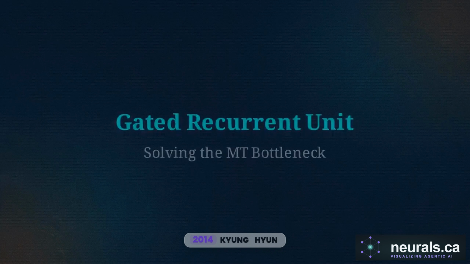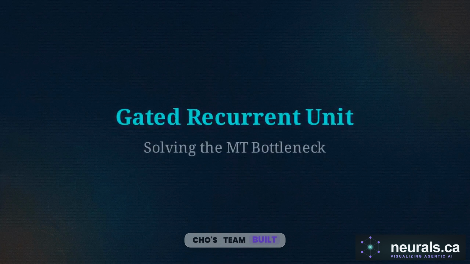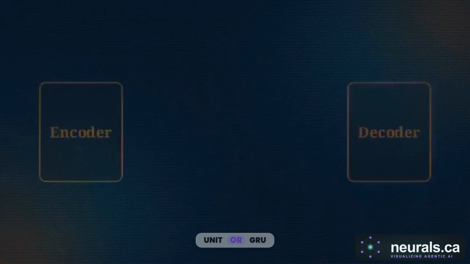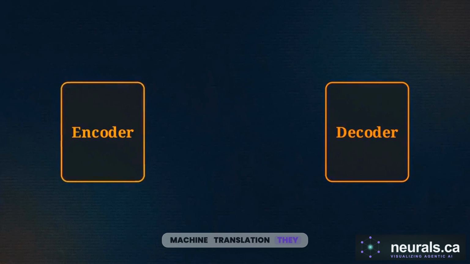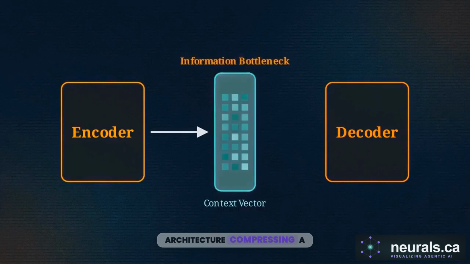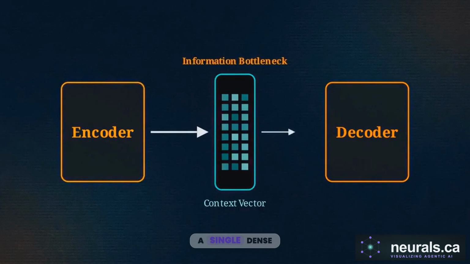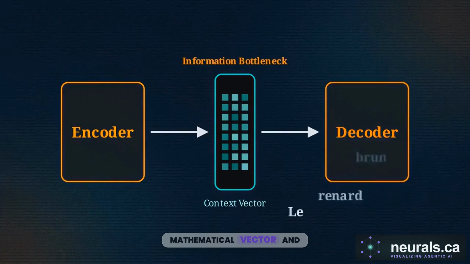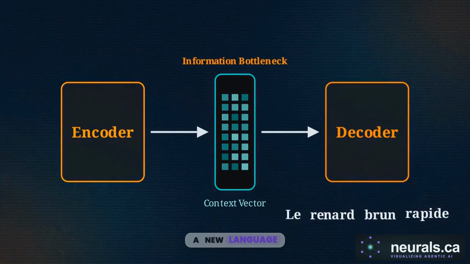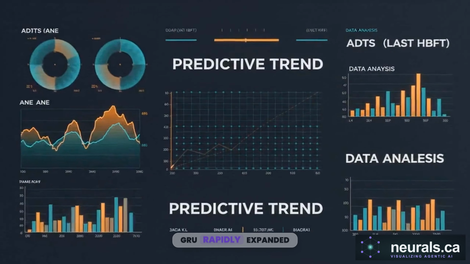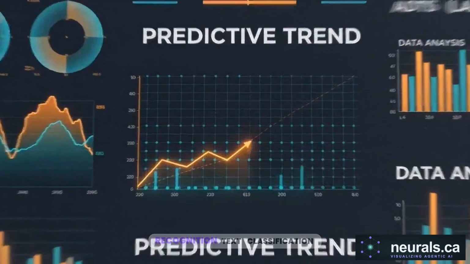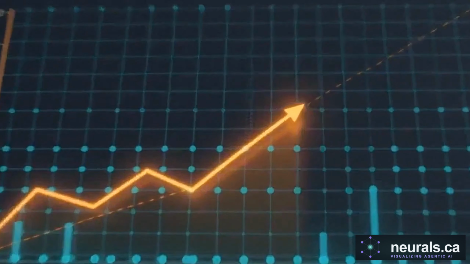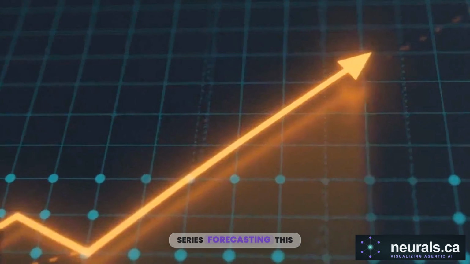In 2014, Kyunghyun Cho's team built the Gated Recurrent Unit, or GRU, to solve a massive problem in machine translation. They needed a more efficient way to power an encoder-decoder architecture, compressing a source sentence into a single dense mathematical vector, and decoding it into a new language. From there, the GRU rapidly expanded beyond translation. It became a go-to tool for speech recognition, text classification, and specifically time series forecasting.